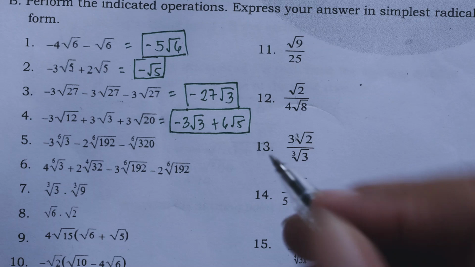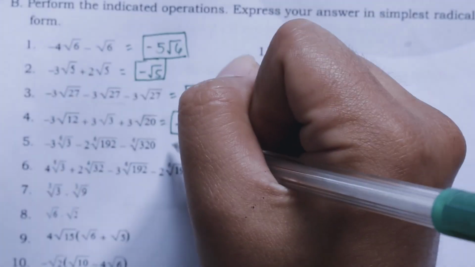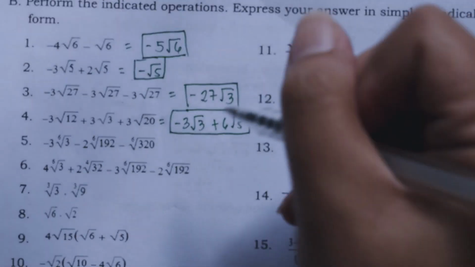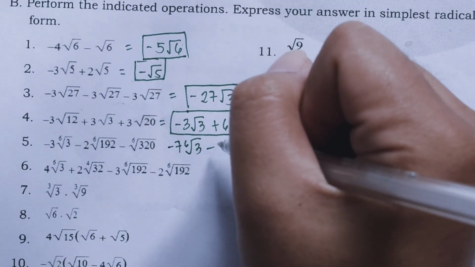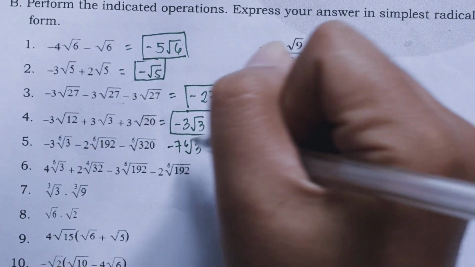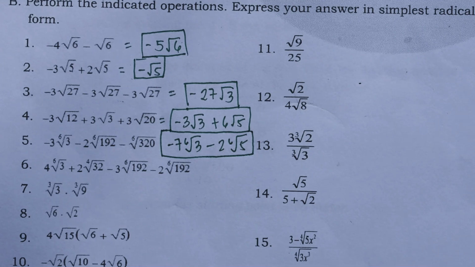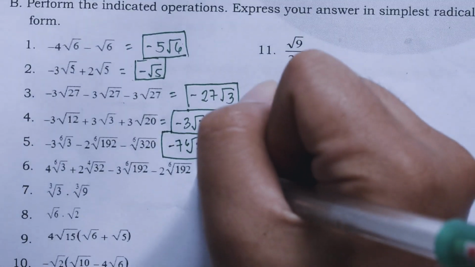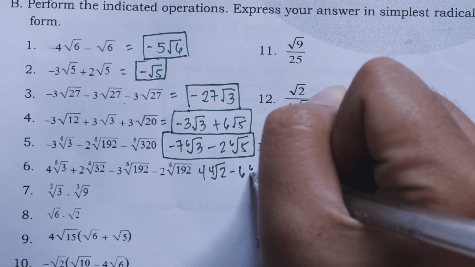Ayan. So, bago tayo mag-proceed sa number 7, sulat ko muna yung nakuha nating final answer sa numbers 5 and 6. So, sa number 5, we have negative 7, 6 root of 3 minus 2, 6 root of 5. So, ito po yung nakuha natin sa number 5 kanina. And then sa number 6, diba? Ang nakuha nating answer ay 4, 4th root of 2 minus 6. So, 4, 4th root of 2 minus 6, 6 root of 3.